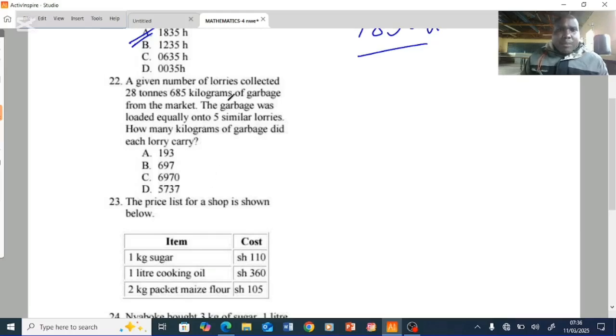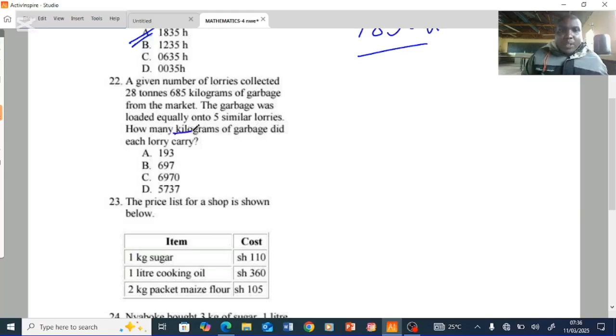A given number of lorries collected 28 tons of cabbage from the market. The cabbage was loaded equally onto 5 similar lorries. How many kilograms of cabbage did each lorry carry? So you are supposed to divide by 28. Now we need to convert the tons into kilograms, and then we will divide because we want to get it in kilograms.